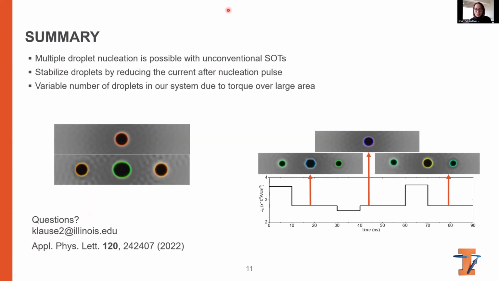Thank you, Robin, for a very nice talk. We have a question in the chat. What defines the maximum number of droplets generated before chaotic behavior occurs?